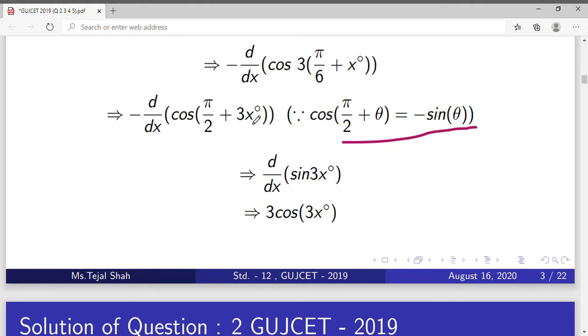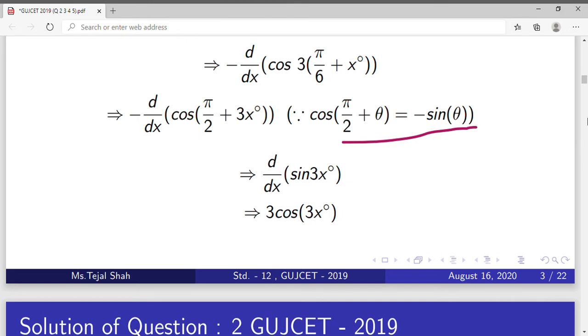So now replace: minus d/dx of, here, minus sin 3x. Minus minus cancels out, so it becomes a positive sign. Now the derivative of sin 3x: the derivative of the sine function is cos 3x, and the derivative of 3x is 3. Here we use the chain rule.